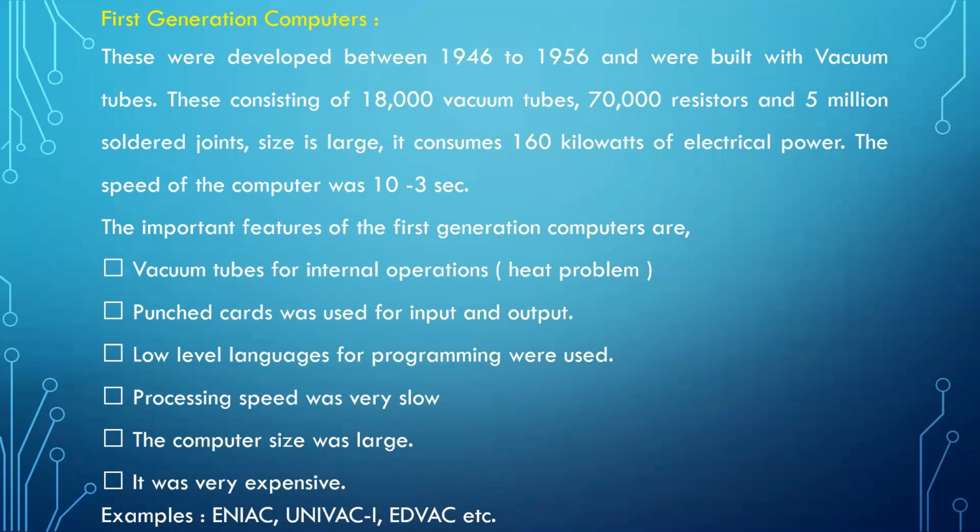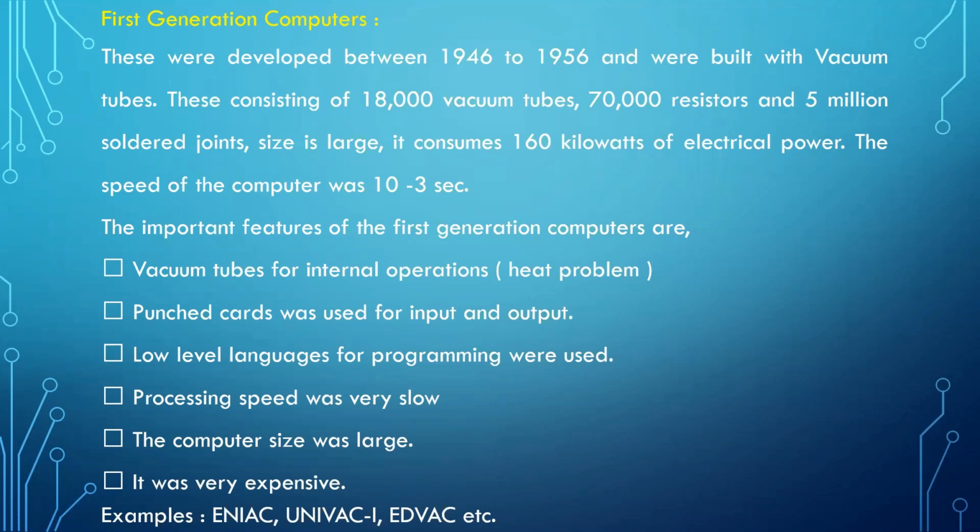Then the size is very large. You might have imagined that. The minimum value given is 18,000; in some references we get around 18,000 to 60,000 vacuum tubes used to manufacture first generation computers. To connect them into the device, we need solderings. That's why around 5 million solder joints were used, and that's why the size of first generation computers is very huge. A lot of space is needed to keep the computer.